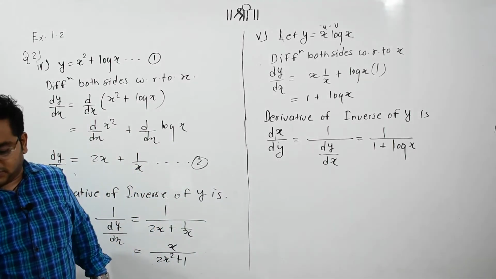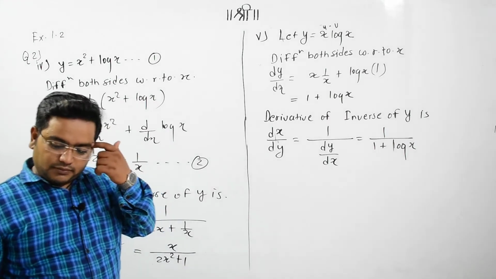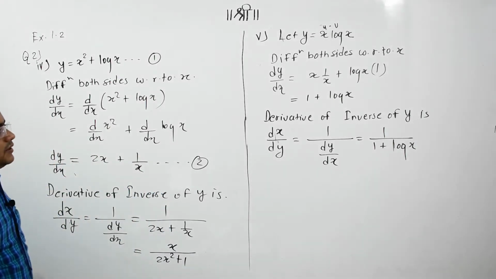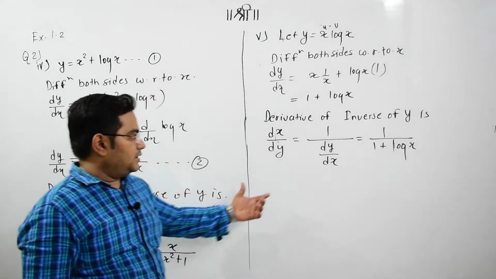All these questions are regarding one particular format. We need to find out dy upon dx equal to something, simplify it, and then say the final statement: the derivative of the inverse of y is this, and dx upon dy is equal to 1 upon dy upon dx. On that base, this is the main parameter.